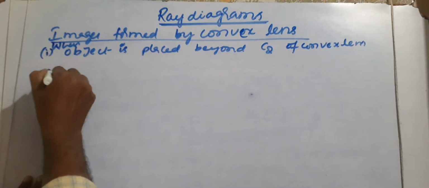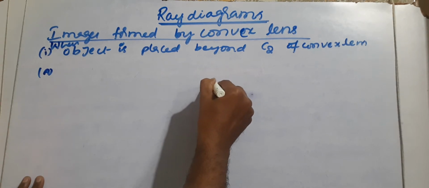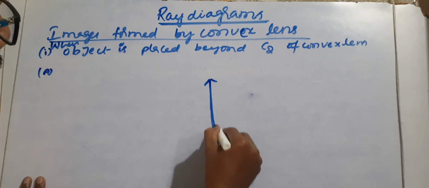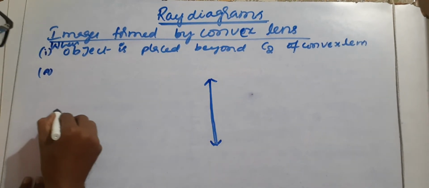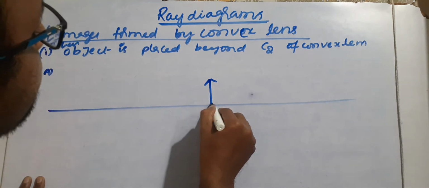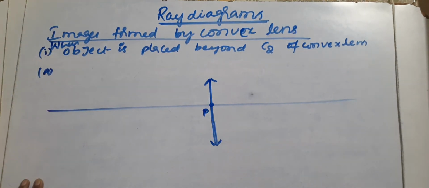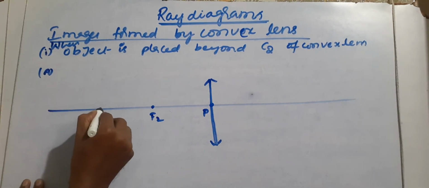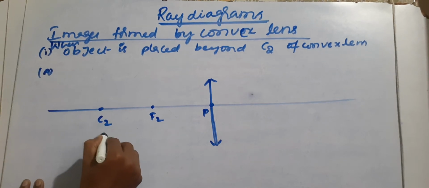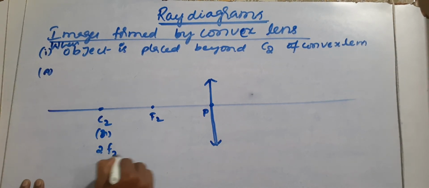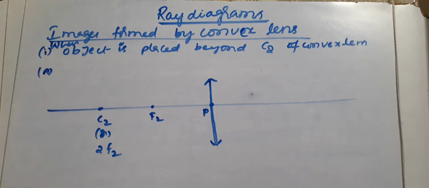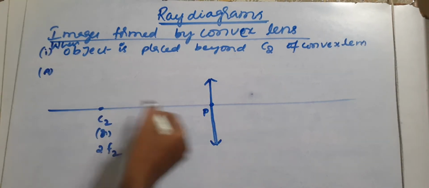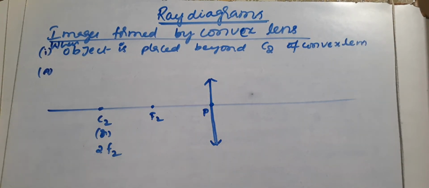So now we are going to draw the ray diagram. Students, this is the symbol for a convex lens, that is, a double convex lens. This line is called the principal axis, and this is its optic center. This is the focal point F2, and this is the center of curvature C2. It can also be denoted by 2F2. The distance from the optic center to the center of curvature C2 is the radius, which is equal to 2 times the focal length.